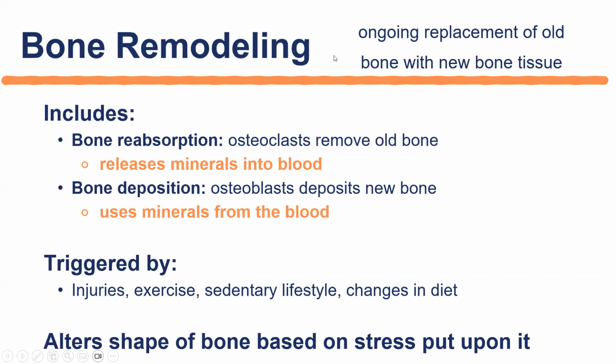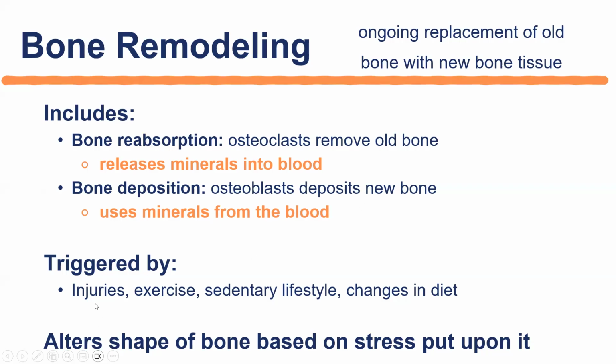This is going to be both bone resorption by clasts and bone deposition by blasts. We release minerals into the blood. We talked about calcium and phosphate when we break down bone. And then we're going to utilize or pull calcium and phosphate back to give our blasts material to build with. So this goes both ways. Remember, we can remove or deposit.